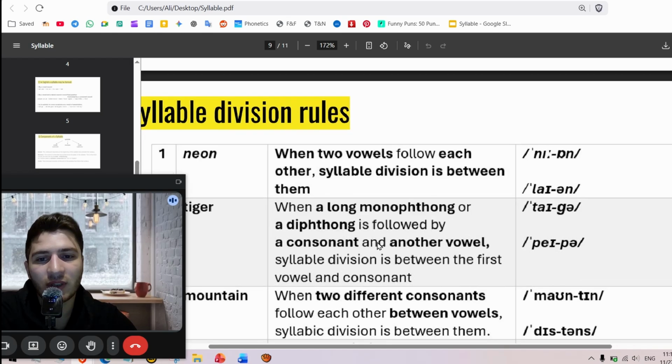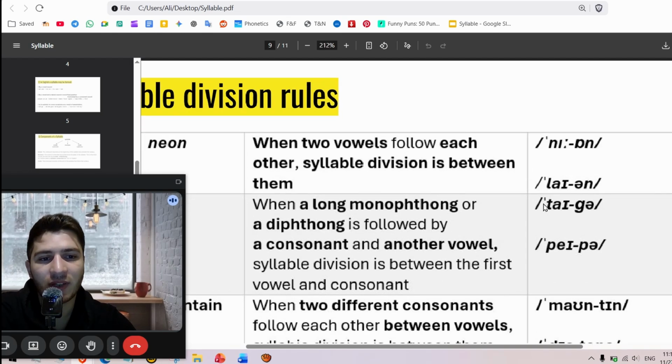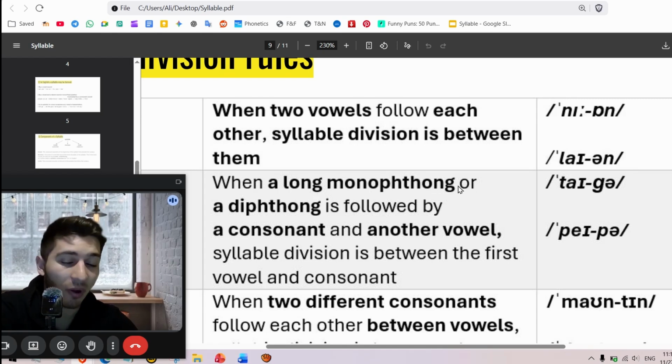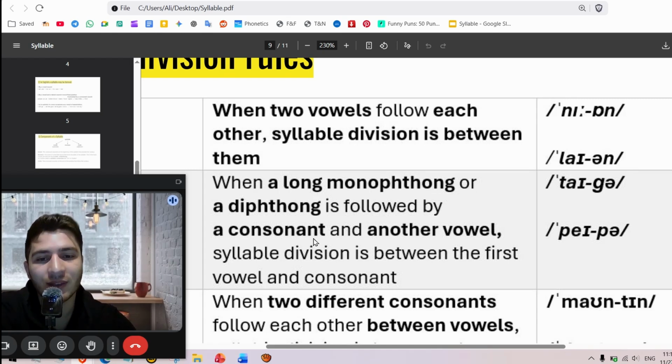The word tiger is transcribed like this. Our second rule tells us that when a long monophthong or a diphthong is followed by a consonant and another vowel, then syllable division is between the first vowel and consonant.